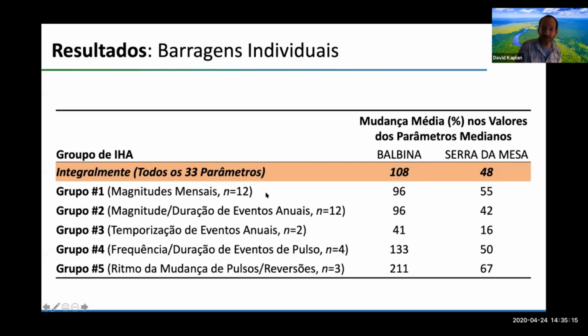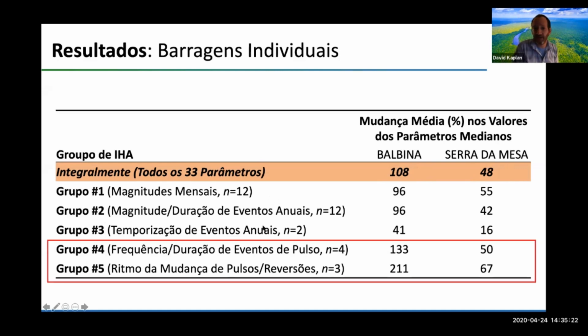We can also look at it across these 5 metrics of the flow regime from group 1 to 5. A couple of things to point out is that groups 4 and 5, about the frequency and duration of pulsed events, the number of reversals and the rate of change, often come out to be the most impacted, at least in the Amazon. We see across the Amazon, these are some of the highest impacts.